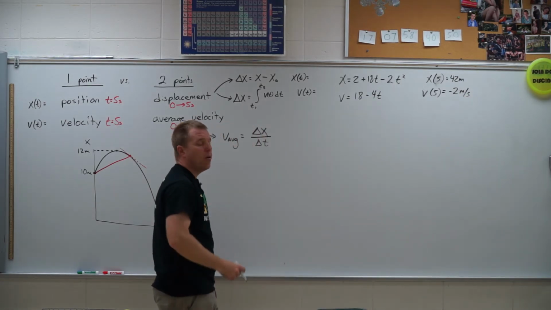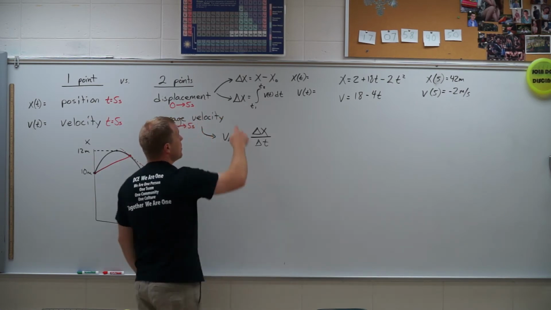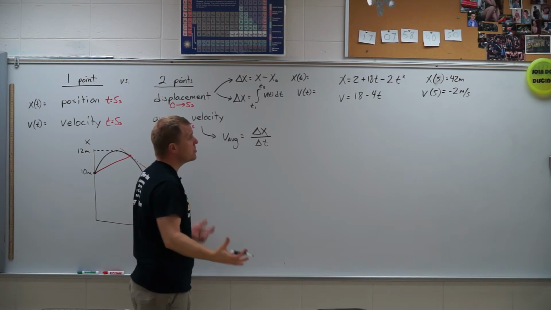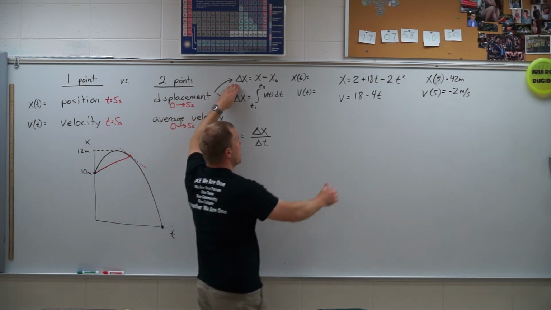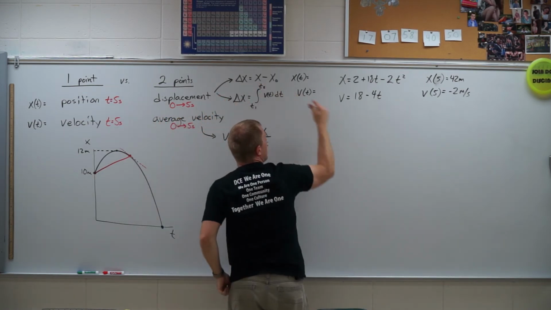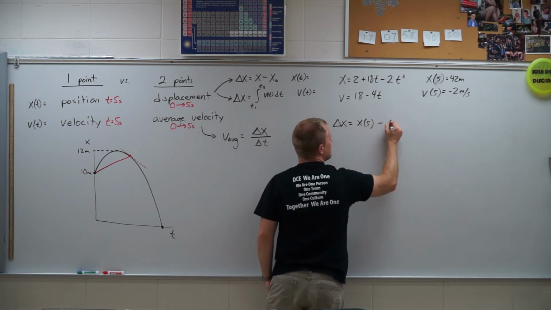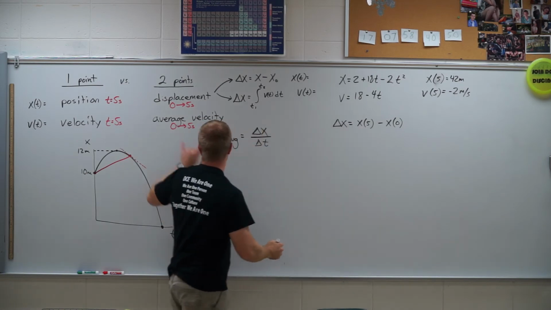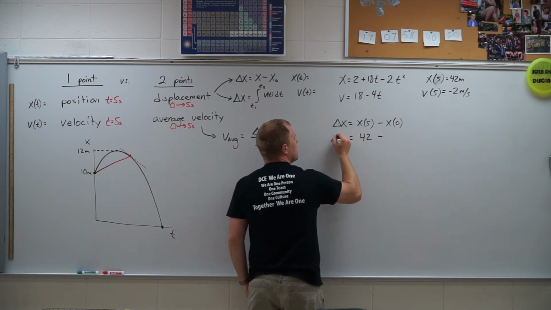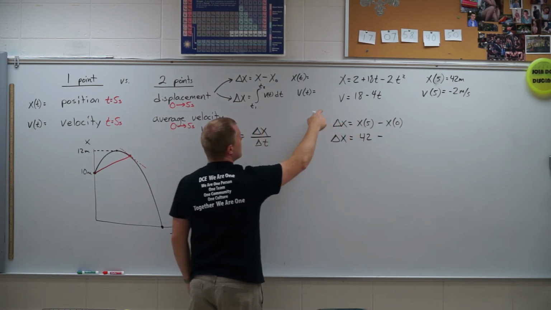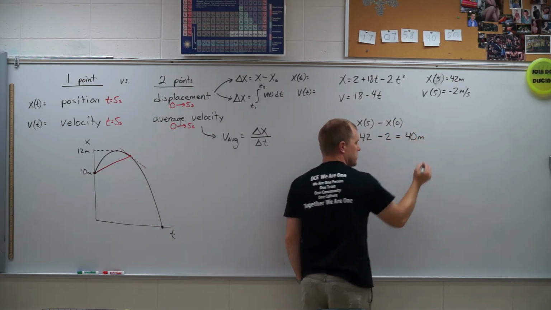Now what about average velocity and displacement? Let's do displacement first. Which one should we use? Well, we can use either one. Let's use the first one. I already know my position at 5, so I know my final. So delta x is going to be my position at 5 seconds minus my position at 0 seconds, because I'm going from 0 to 5. My position at 5 was 42 minus my position at 0. If I plug 0 seconds in, I get 2. And so my displacement comes out to be 40 meters.